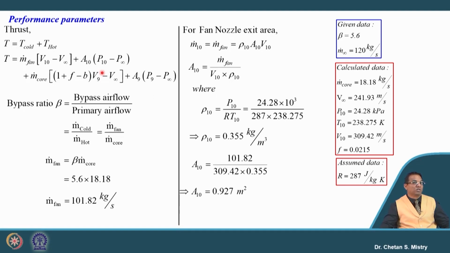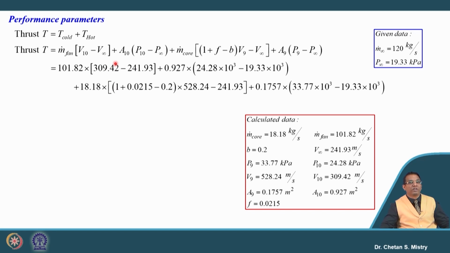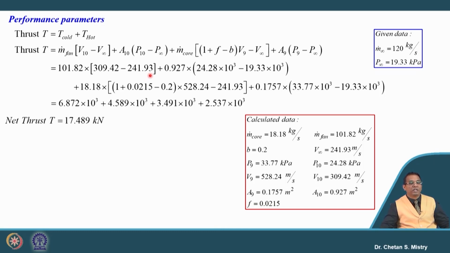Okay. So, now in order to calculate the thrust, the unknown parameters like both the areas are known to us. So, let us put these numbers in the thrust equation. This is my thrust equation. V9 and V10 we have calculated, and V infinity we also know based on our Mach number. If we put all these numbers, the net thrust comes to 17.48 kilonewton.